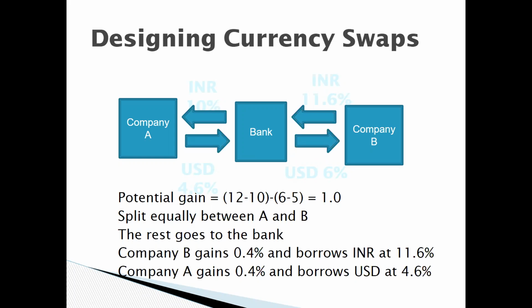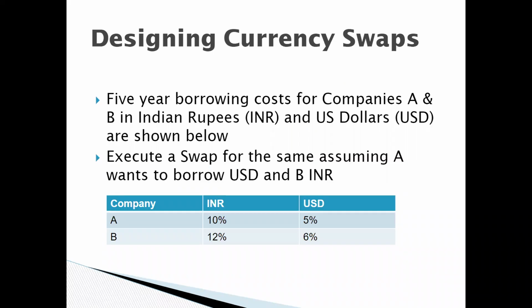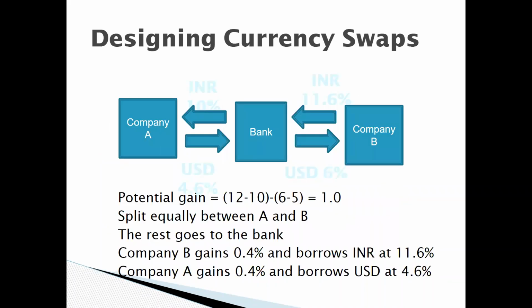If you look, the margin is the same. The difference in the higher borrowing cost minus the difference in the lower borrowing cost. So the total margin available here will be 12 minus 10 minus 6 minus 5. So it will be 1. We'll split that equally between company A and company B, and give a small amount to the bank. The bank will get 0.2, and 0.4 each goes to company A and company B.